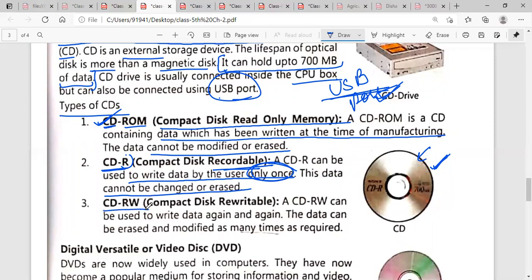Now next is CD-RW, compact disc rewritable. RW means rewritable. A CD-RW can be used to write data again and again. This is the best thing: you can write data again and again on CD-RW. The data can be erased. In this, you can also erase the data, and you can modify it as many times as required.